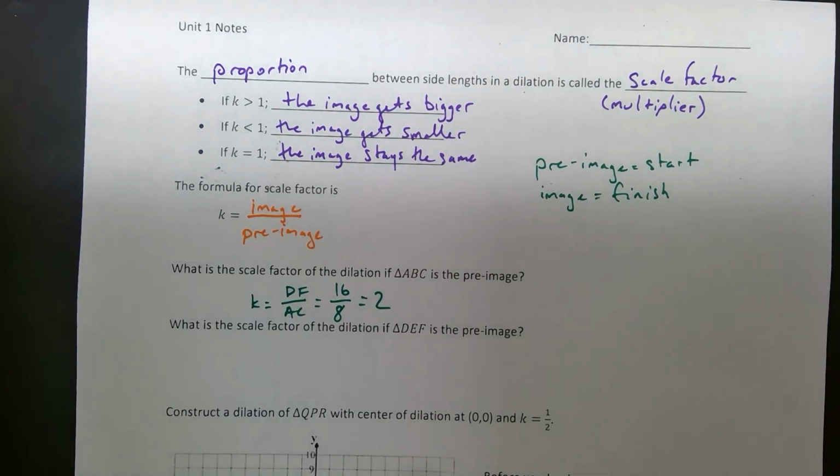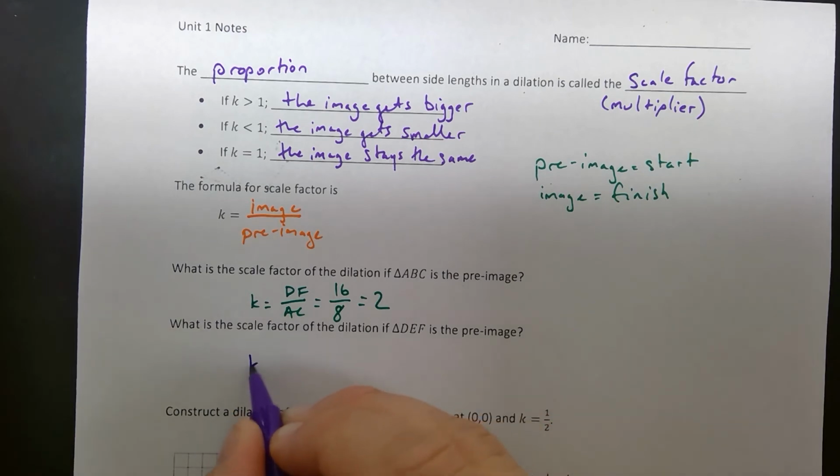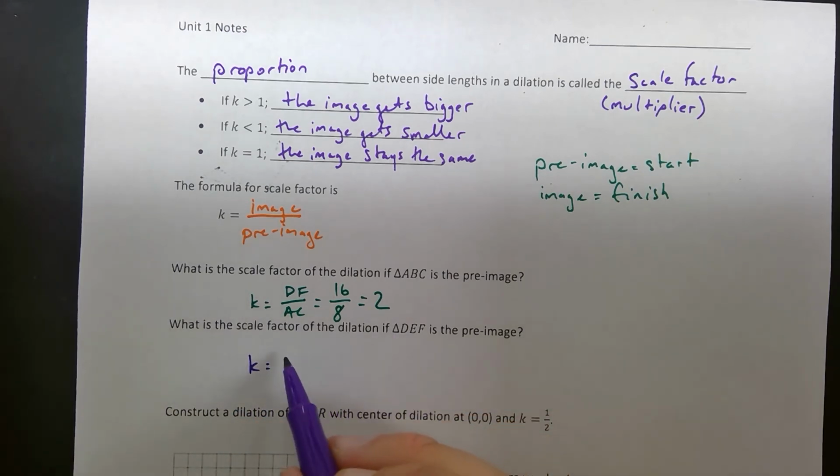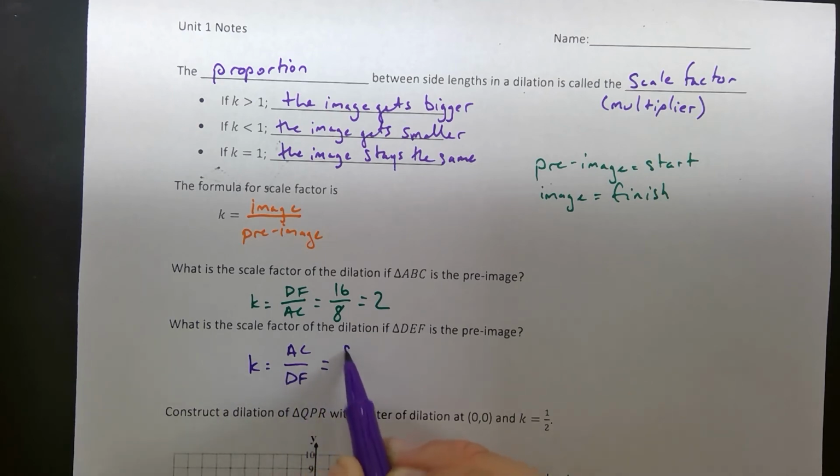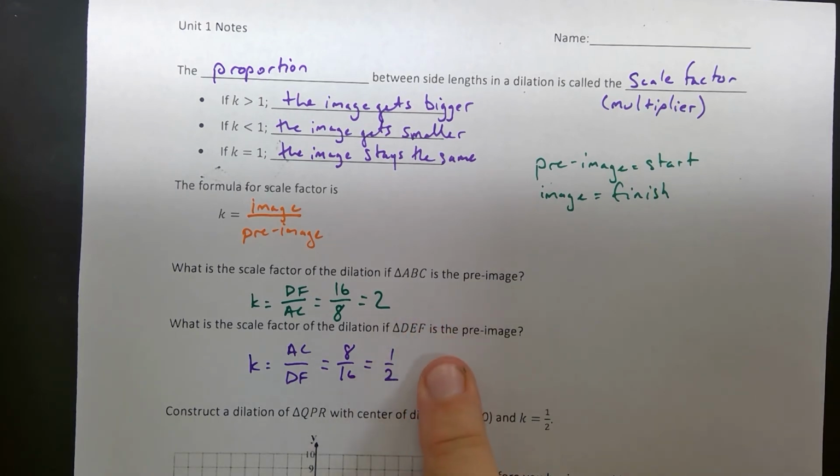Now, if we went backwards and said that triangle DEF is the pre-image, we start at the big triangle and we go to the small triangle. Let's go ahead and do k. The only change is that I now have AC over DF. So 8 over 16 is 1/2. So if I'm going backwards, that means that my scale factor is the opposite. So I have 2, and then that would go to 1 over 2 if I go the other way.